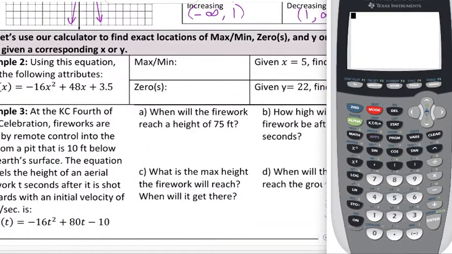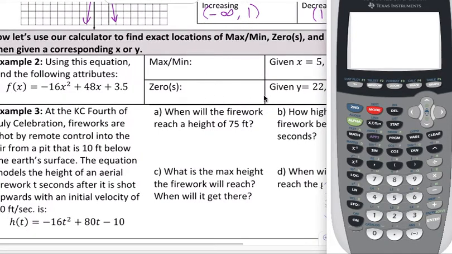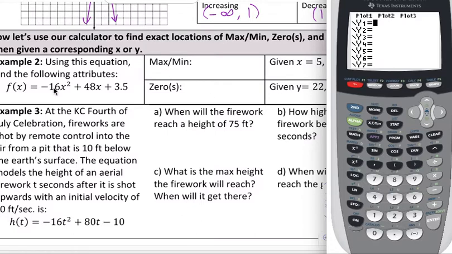I want to use this equation to find the attributes. So the first thing I'm going to do is plug that equation in. So I'm going to go into y equals, and I'm going to plug this equation right here. Negative, make sure you're not putting a minus sign, negative 16x squared plus 48x plus 3.5. All right, so I'm going to press enter, and I'm going to graph this and get a general idea of what that looks like.